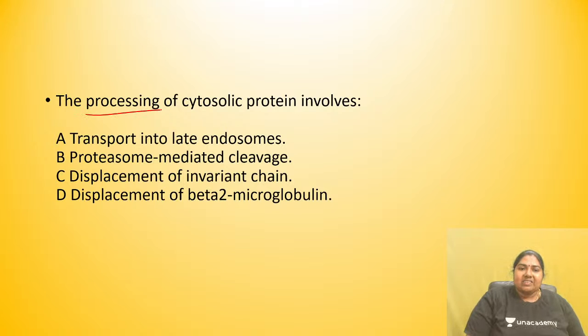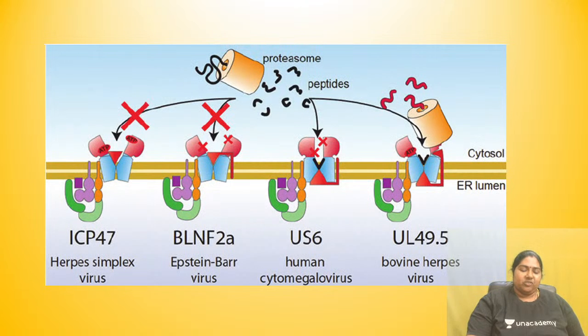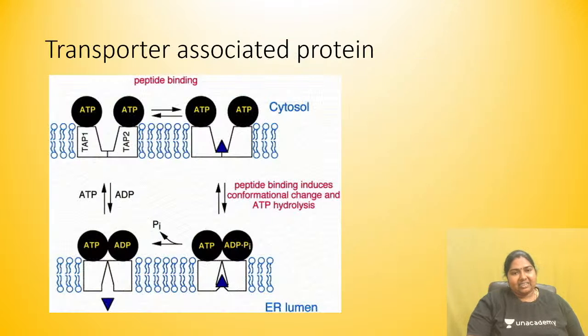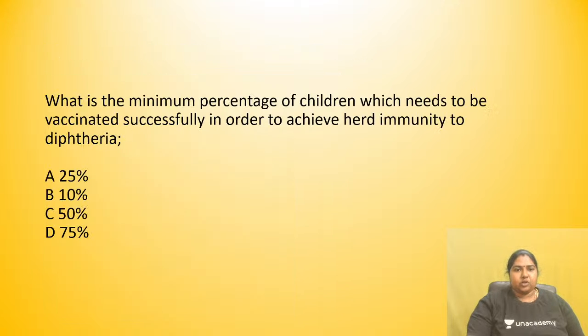The processing of the cytosolic protein involves transport into the late endosome, proteasome mediated cleavage, displacement of invariant chain, displacement of beta 2 microglobulin. Very good, everyone. It is going to be the proteasome mediated cleavage. Understood, everyone? Okay, so we saw about this TAP, right, transporter associated with antigen processing.